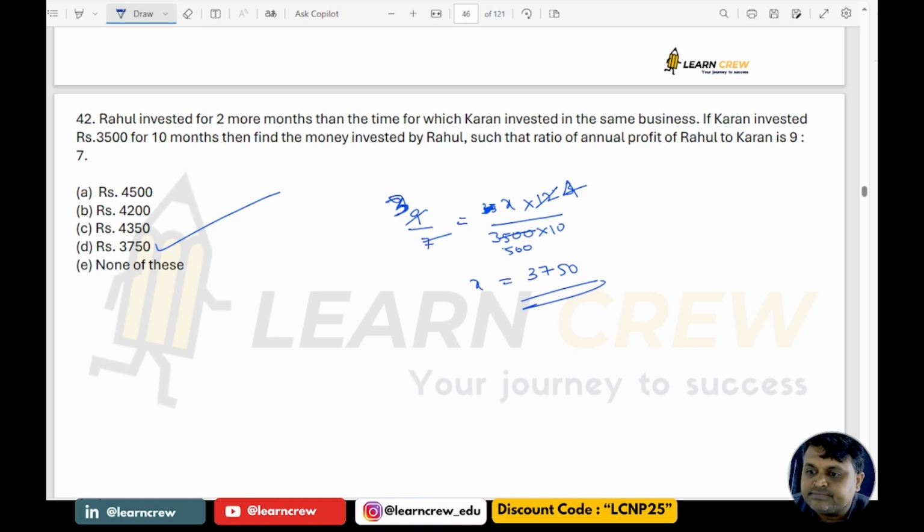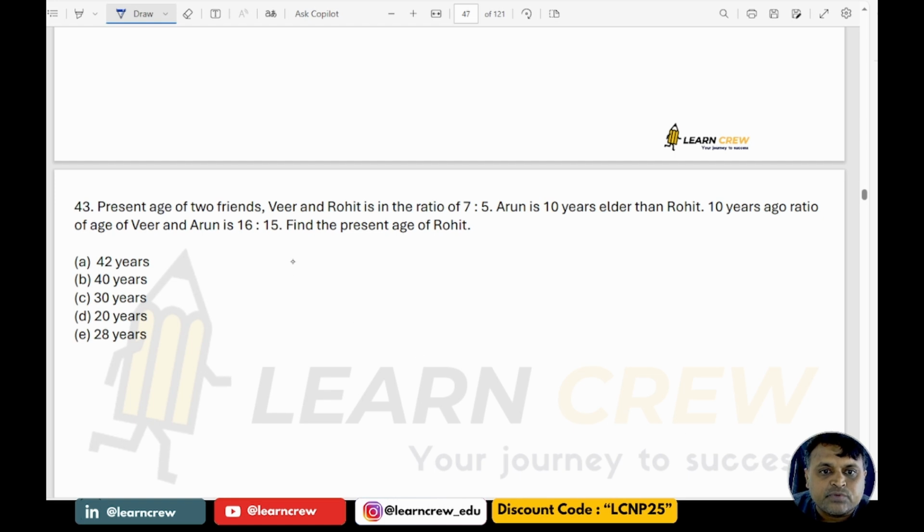Now next, question number 43. The present ages of two friends, Veer and Rohit, are in the ratio 7:5. Arun is 10 years elder than Rohit. 10 years ago, the ratio of Veer to Arun was 16:15. Find the present age of Rohit. So 10 years ago, the ratio of the ages of Veer and Arun is 16:15. So 10 years ago, Veer would be how much? If present is 7x, 10 years ago 7x minus 10. And Rohit is 5x.